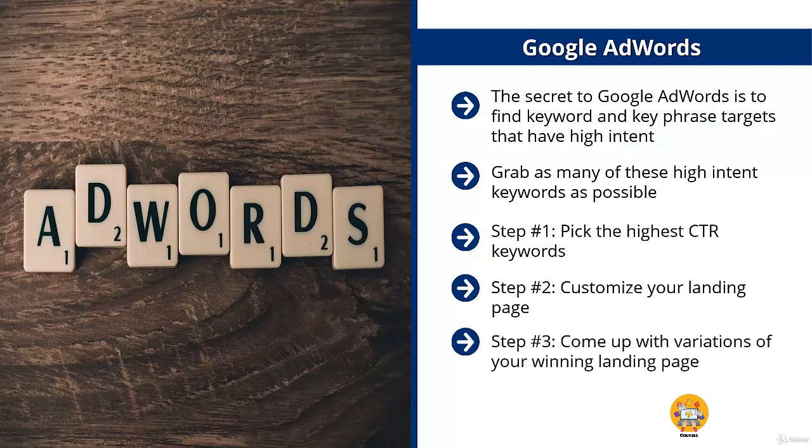Step number 3, come up with variations of your winning landing page. Come up with variations of your winning landing page on an element-by-element basis. Start with the headline, then the body, graphics, and call to action. With each test, come up with different variations. Pick the winning variation that converts the most, and once you cannot improve an element's results any further, move on to the next element.